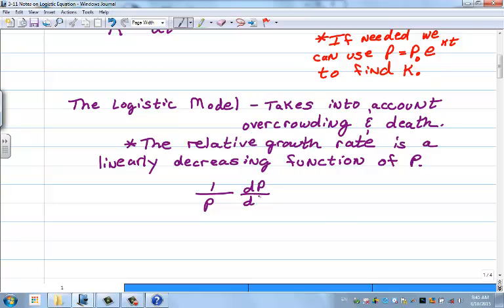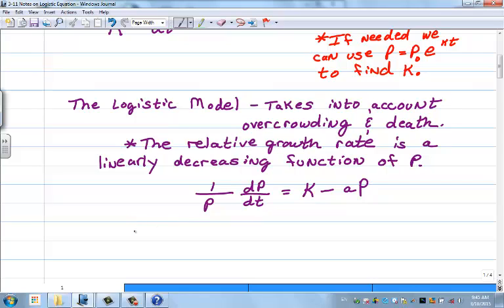1 over P times dP/dt is equal to K minus A, some value A, times P. So what's happening is as our population is increasing, the relative growth rate is decreasing.